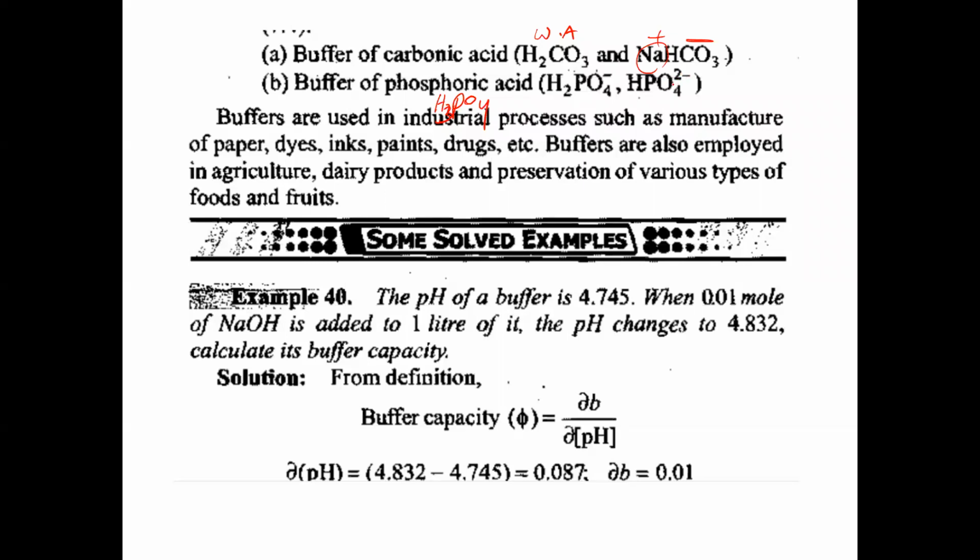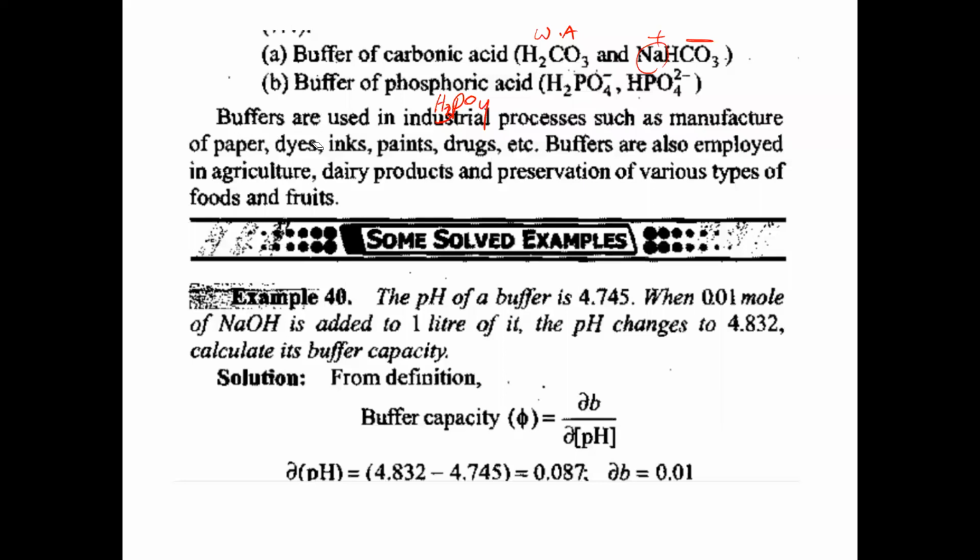Here minus 2 means how many sodium can combine here? Na2. And here how many sodium can combine? Na. NaH2PO4, Na2HPO4. So these two ions together will form what? Buffer of which acid? Phosphoric acid.